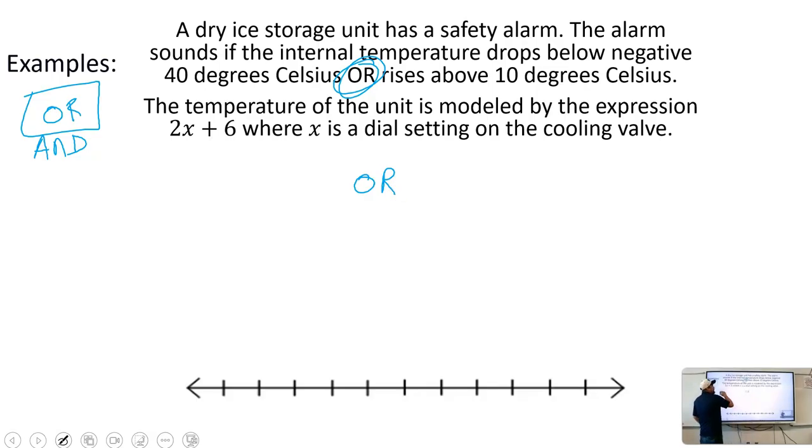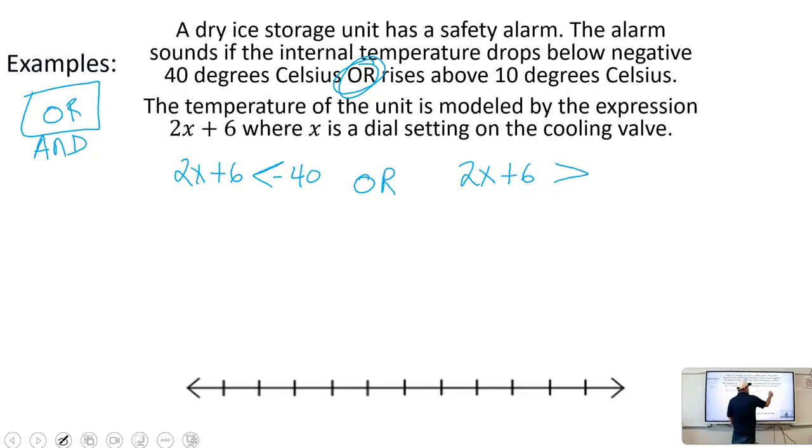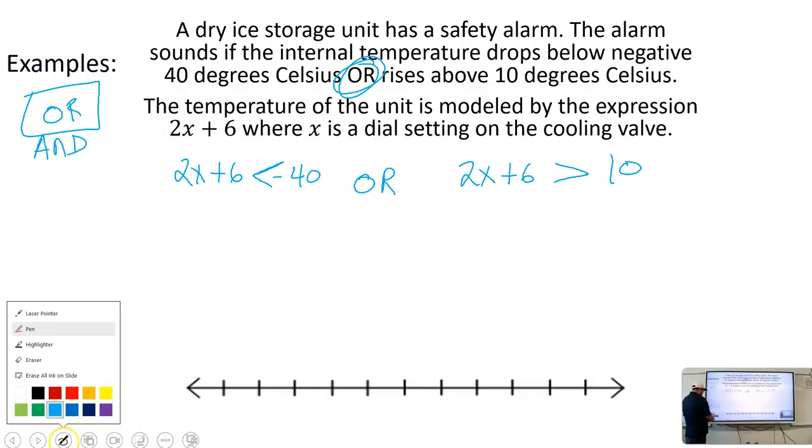So we're going to use the expression 2x plus 6. And we don't want that to ever get below negative 40 degrees Celsius. Okay? And then we're also going to take that expression of 2x plus 6, and we don't want that to ever get above 10 degrees Celsius. So now we have our two different expressions. Let's go ahead and solve these.